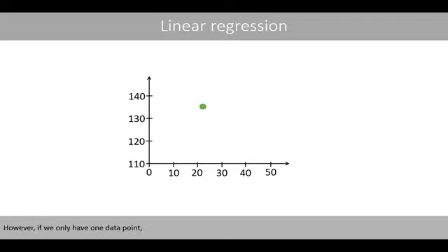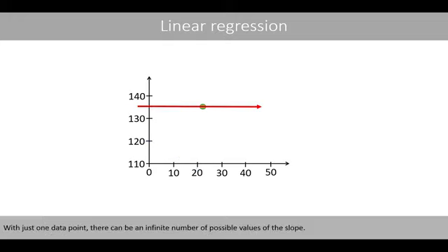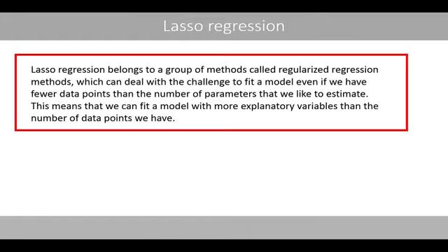However, if we only have 1 data point, we can only estimate the intercept because 1 data point is not enough to say anything about the relationship between 2 variables. With just 1 data point, there can be an infinite number of possible values of the slope.